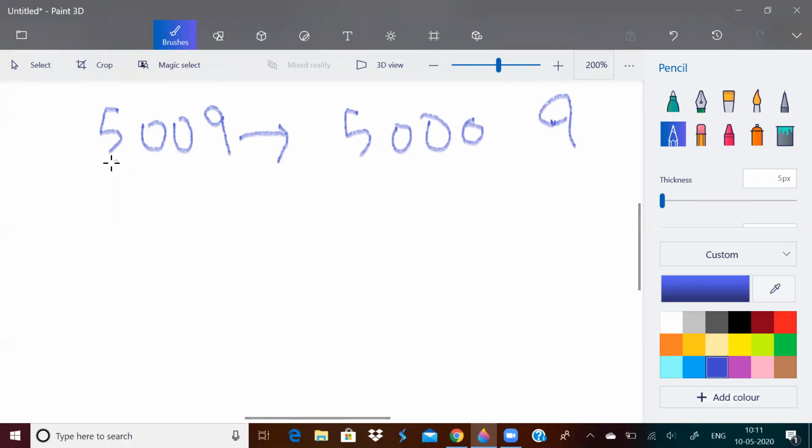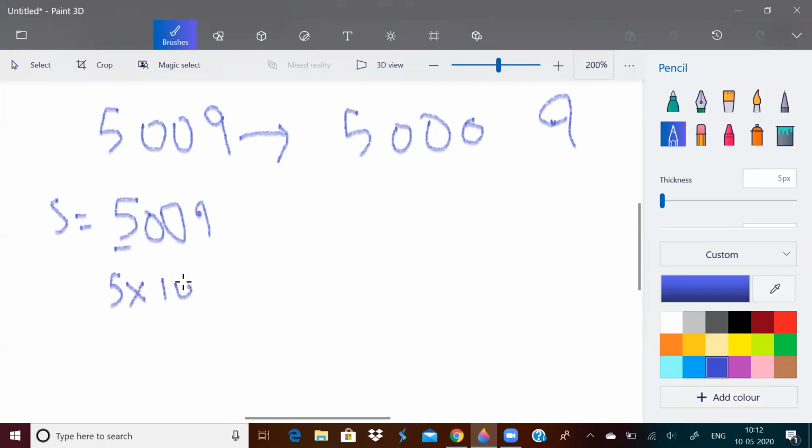So what am I going to do? I'm going to check the first digit. My string S is now 5009. This is a string now. I'm checking the first digit. If the first digit is not 0, I'm going to multiply this digit with what?